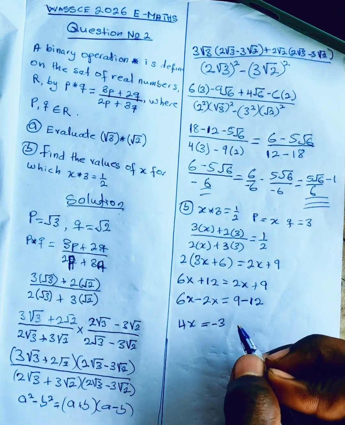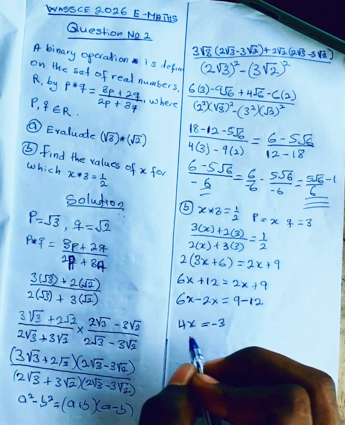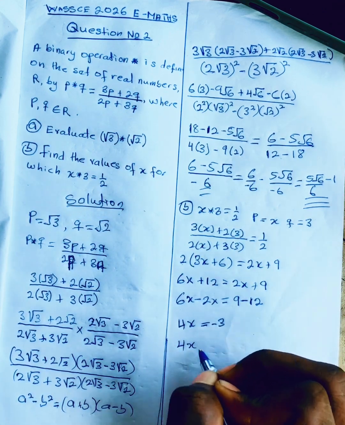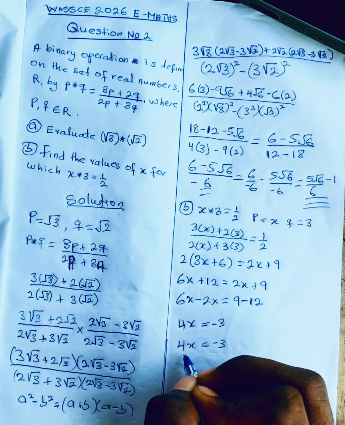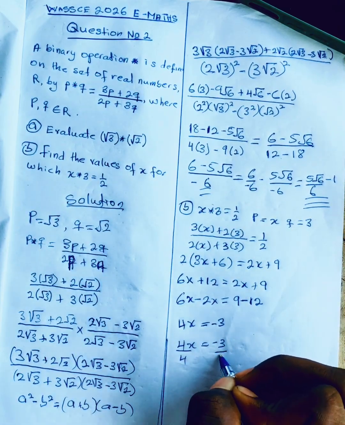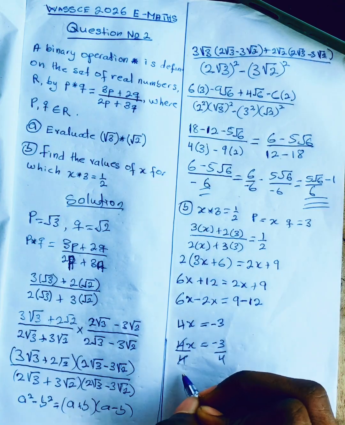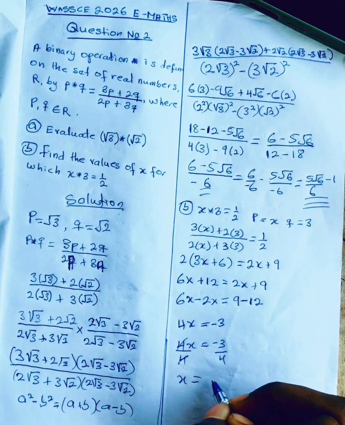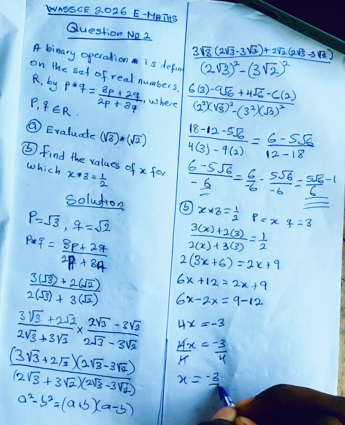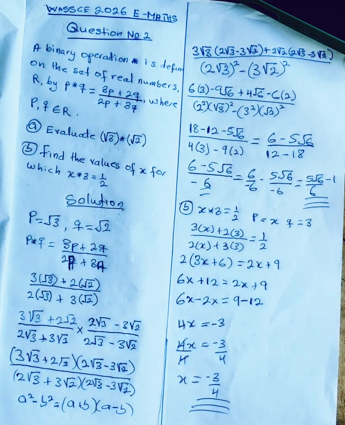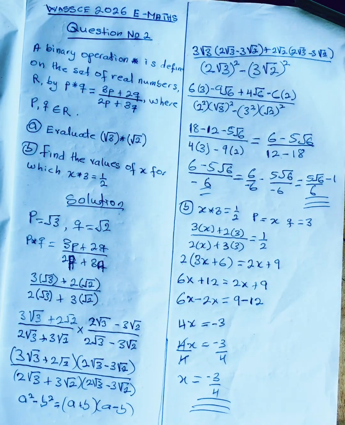Now to find the value of S, you divide through by what? The coefficient of S, which is 4, is equal to negative 3. S is equal to negative 3 over 4. So this is the required solution for 2026 elective mathematics question 2.